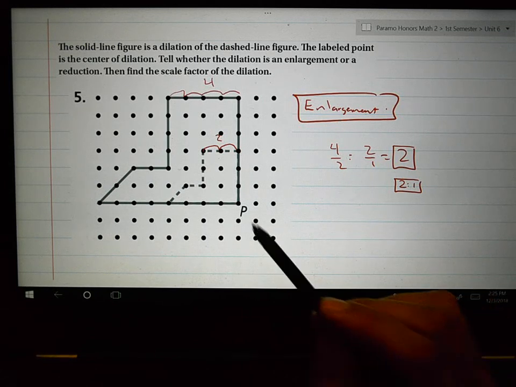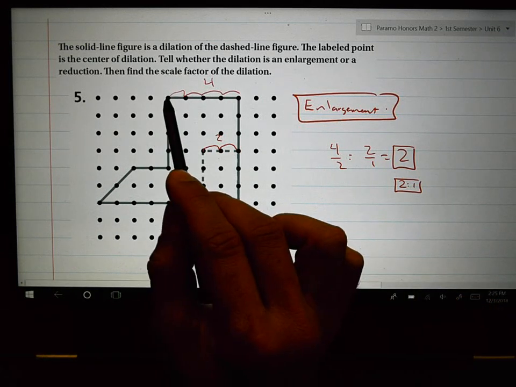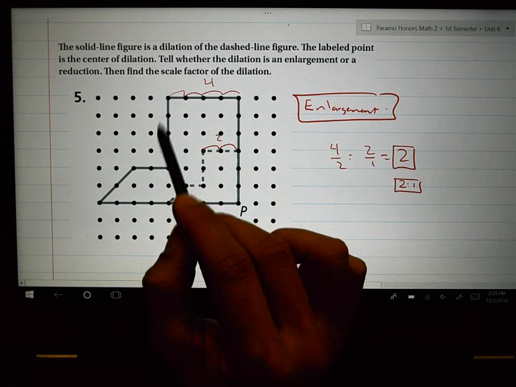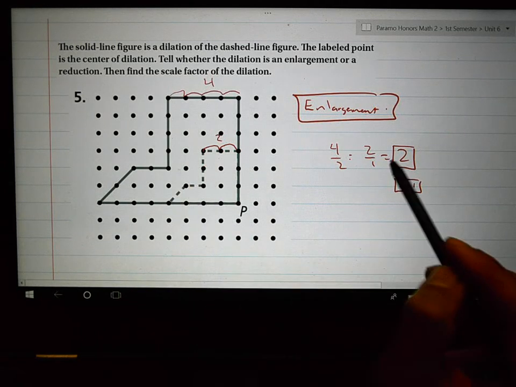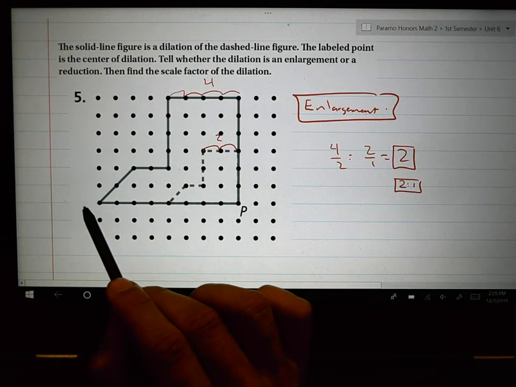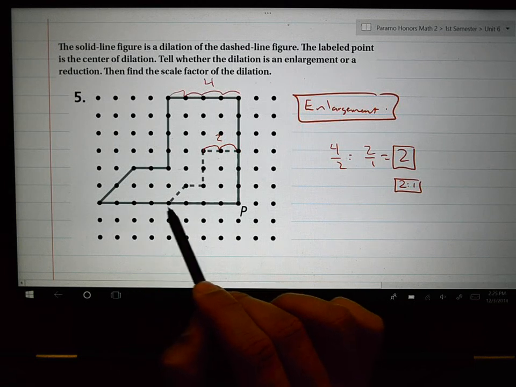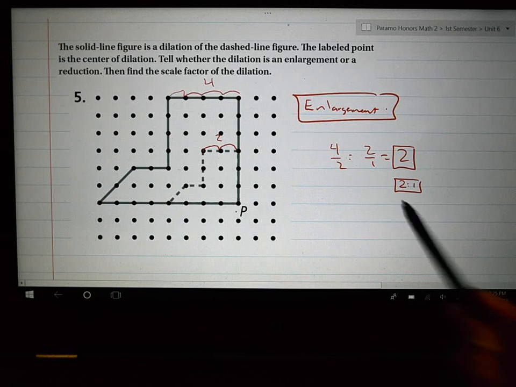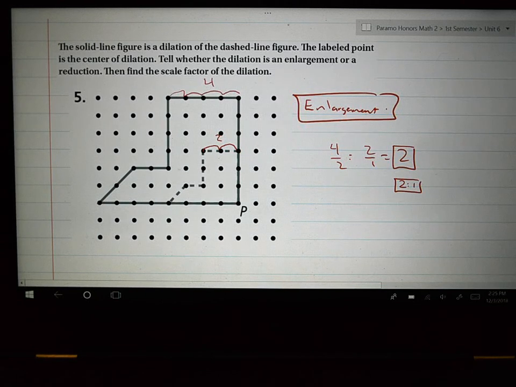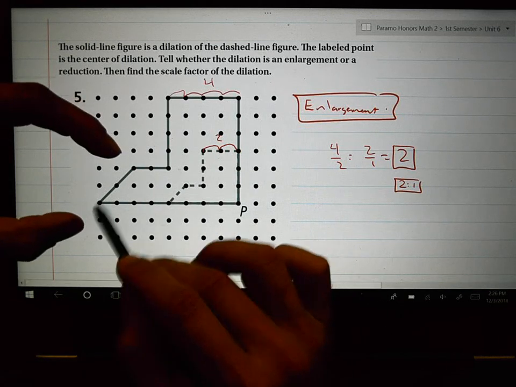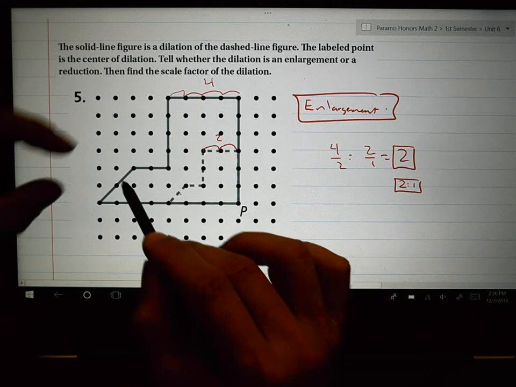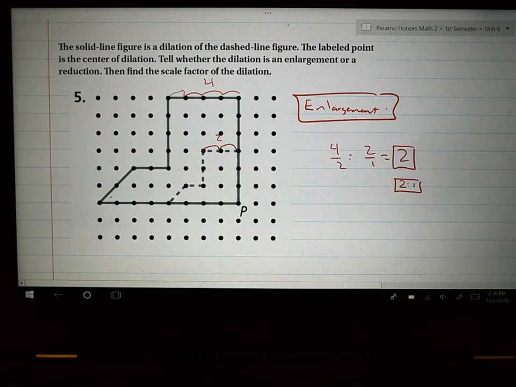And the neat thing about that is it doesn't matter if I pick this side. 1, 2, 3, 4, 4 over 2 is still 2. Or if I pick the bottom, 1, 2, 3, 4, 5, 6, 7, 8. 8 divided by 1, 2, 3, 4. 8 divided by 4 is 2. Every single side gets multiplied by the same scale factor. Even the diagonals. This is 1 root 2. This is 2 root 2. Look at that. It got multiplied by 2. It's very cool that way.